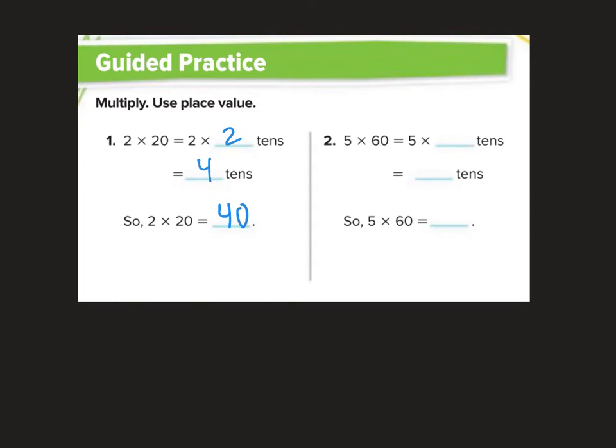Another one here. 5 times 60. Same as saying 5 times 6 tens. So 5 times 6: 5, 10, 15, 20, 25, 30. It's 30 tens. What are 30 tens worth? Just a 30 with another 0, 300, right? When I had 4 tens, I just did a 4 with a 0. When I have 30 tens, I just do a 30 with a 0. That's our pattern we can follow.